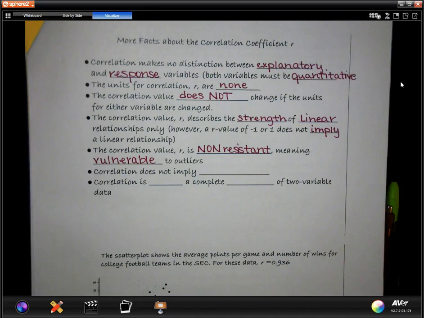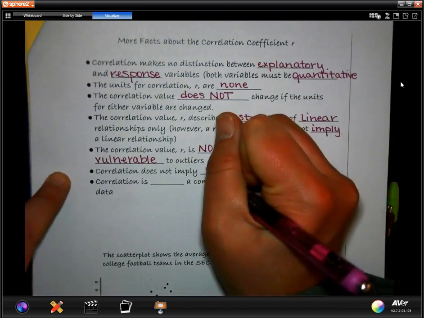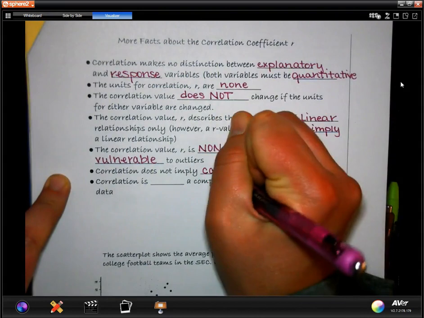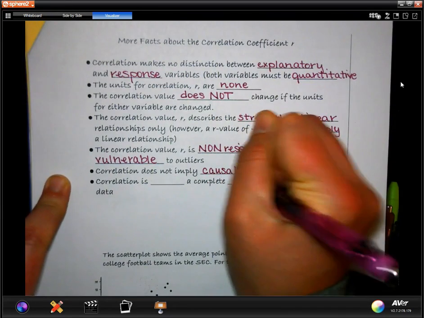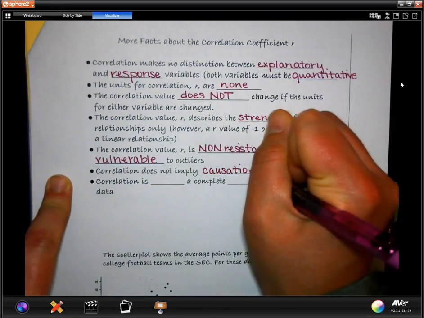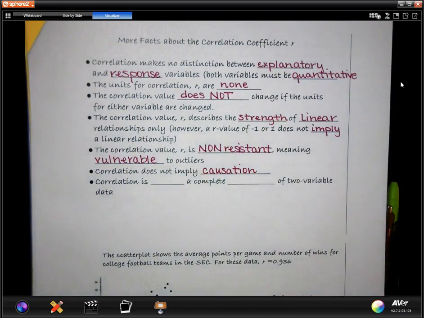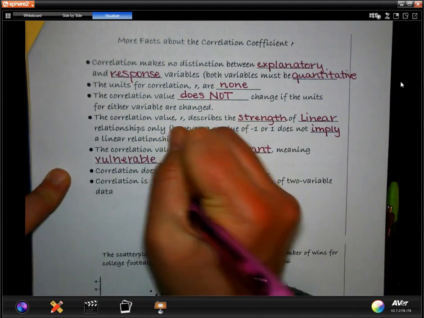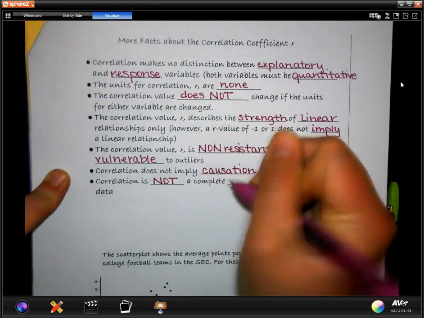Correlation does not imply causation. So just because two variables are associated does not mean one causes the other. And correlation is not a complete summary of two variable data.